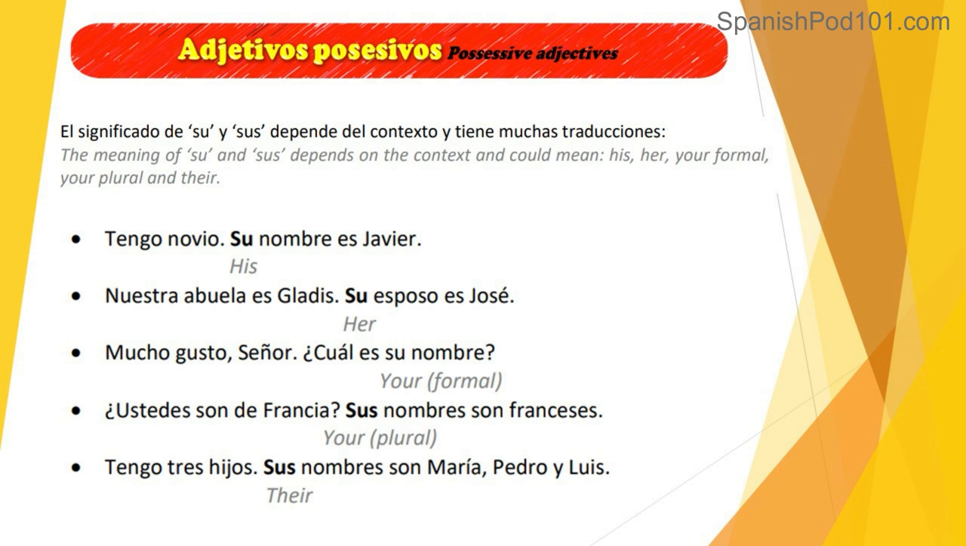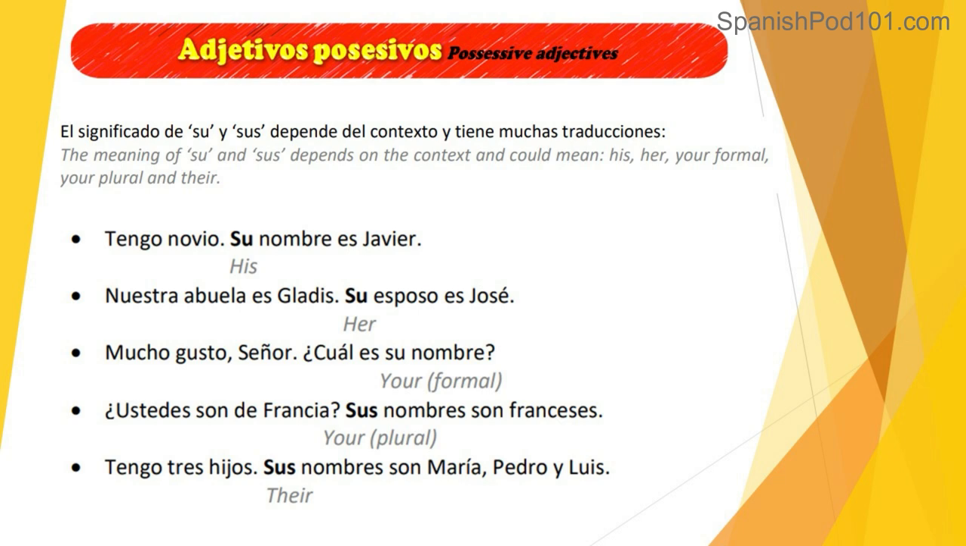Let's have a look at another example. Nuestra abuela es Gladys. Su esposo es José. What do you think su means here? Our grandmother is Gladys, and then we're talking about her husband. So we're going to say her husband is José. Mucho gusto, señor. ¿Cuál es su nombre? What do you think su means here? Nice to meet you, sir. What is your name? And this is a formal situation.